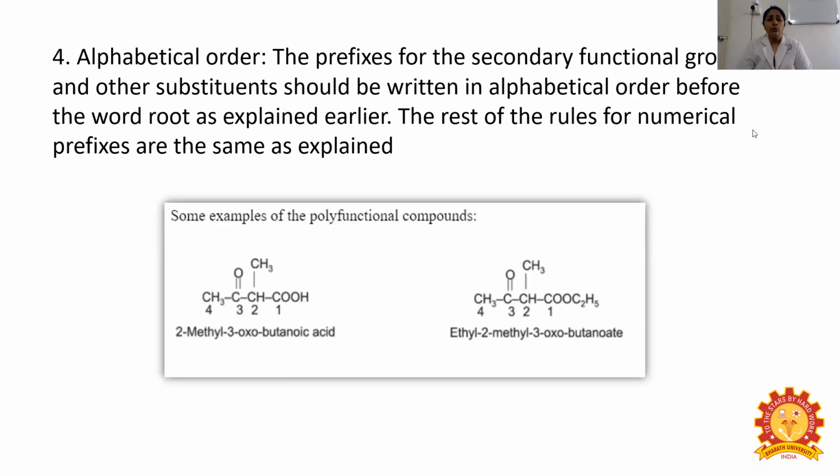This is the example 2-methyl-3-oxobutanoic acid, and ethyl 2-methyl-3-oxobutanoate. These are the two examples of how they are numbered: 1, 2, 3, 4. This is the carboxylic acid, butanoic acid. Third position oxo, so 3-oxo. Second position methyl. Here 1, 2, 3, 4. Second position methyl, 3-oxo, ethyl butanoate.